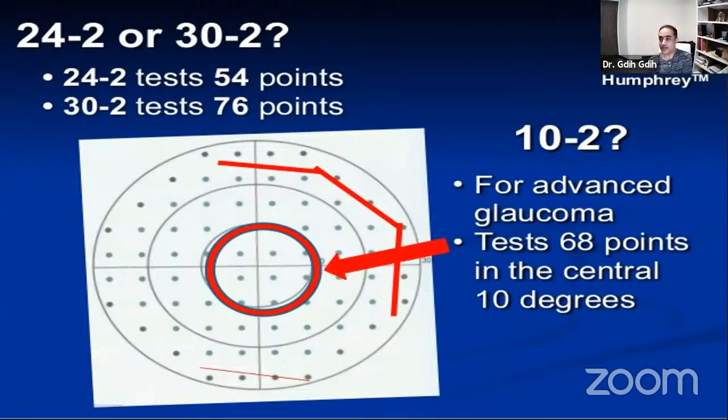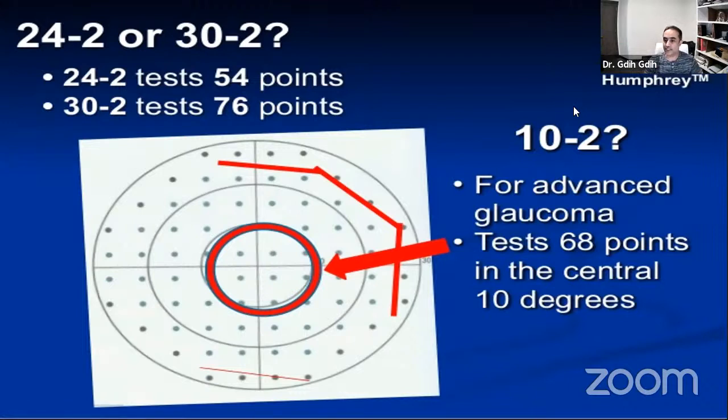You may ask, why do I need to know this? Because if your patient gets fed up quickly and gives you unreliable results, and you put them through 54 points and they gave up quickly, what if you give them 30-2? They're going to be even more tired, and you're going to get less reliable results, because they're going to be testing about 20 more points on 30-2.